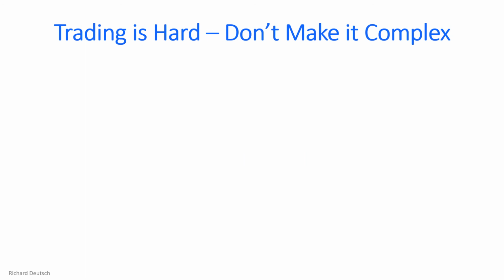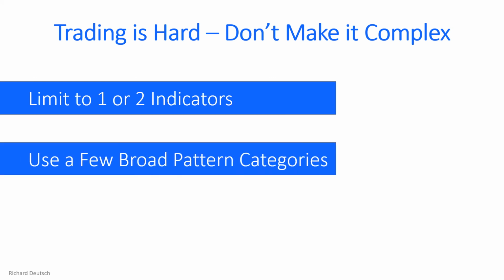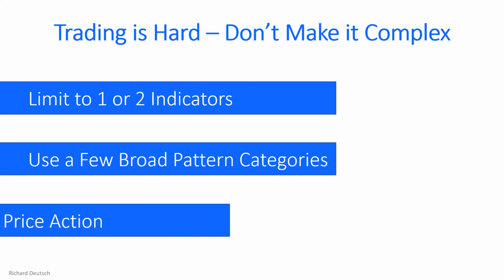How do you simplify your technical analysis? Limit your indicators to just one or two. Classify your trades into several broad categories. No need to overthink it. And rely more on watching the price action as it unfolds.